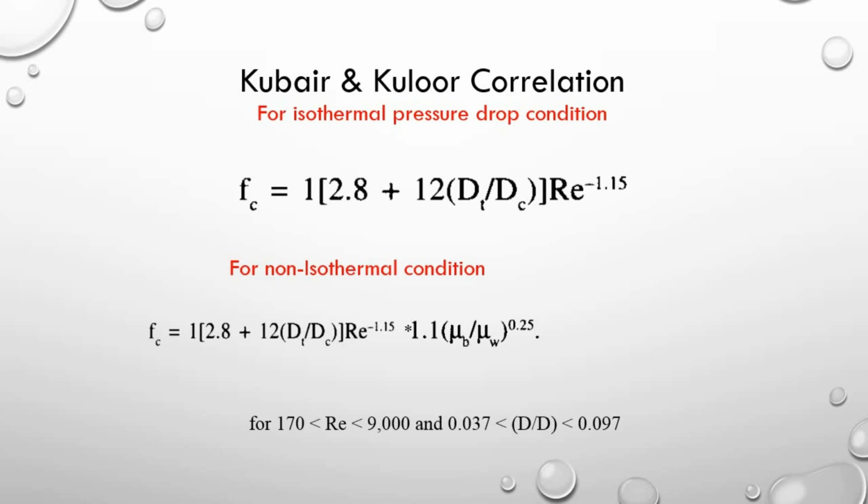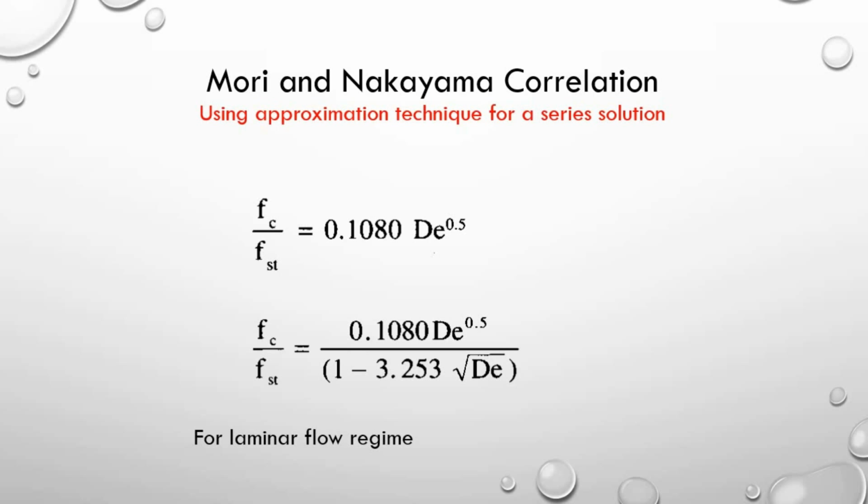The next one is the Mori and Nakayama correlation. Mori and Nakayama published a comprehensive experimental and theoretical study for laminar flow in the curved pipe. They used an approximation technique for a series solution and obtained the following equation. For the first and second approximation, they give the following relation. It is also applied for laminar flow.